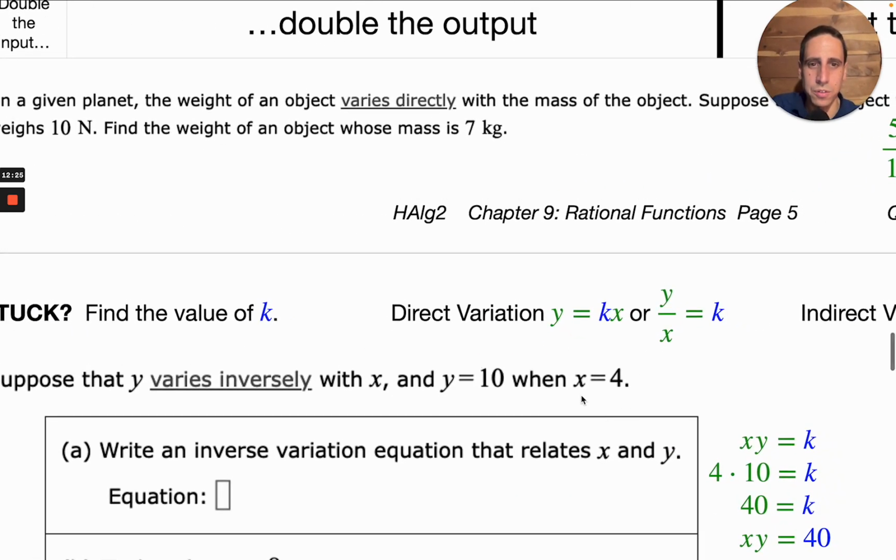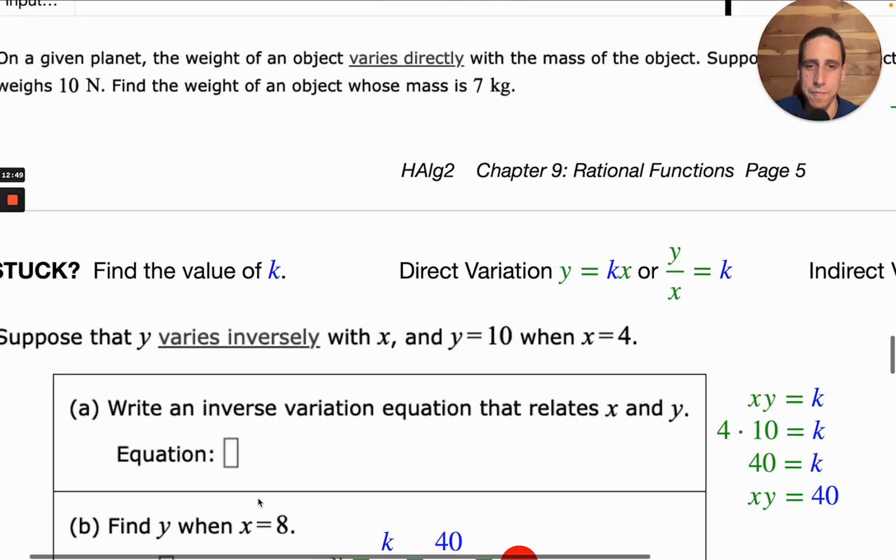So if that's true, x is equal to 4 and y is equal to 10. I'm going to plug that into here, and then I'm able to find the value of k. I'm not getting stuck because I'm finding that value of k. 4 times 10 is equal to k. K is equal to 40 in this particular problem. It might be some other number somewhere else, but right here, k is equal to 40. So therefore, I can type in the equation xy equals 40. That's the first answer right here.